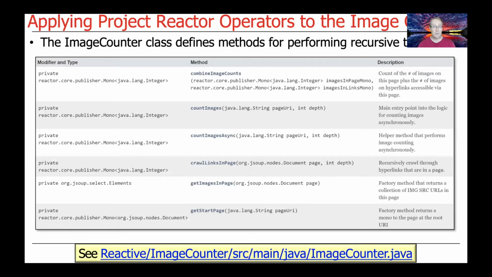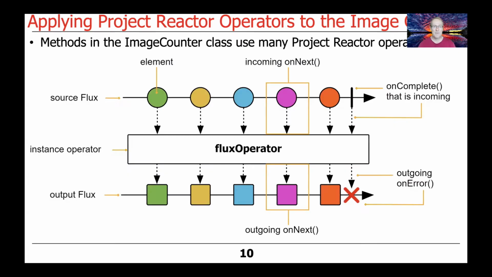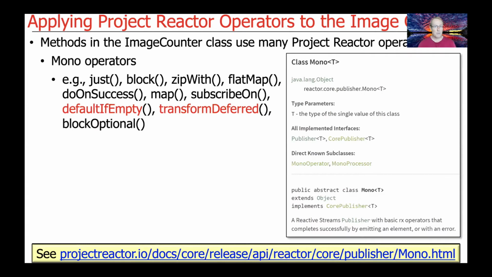So let's talk a little bit about how the program is designed. The image counter class has about a half dozen methods that perform the recursive traversal. You can see the source code at the link at the bottom of the slide. The methods in this class use many project reactor operators. For example, there's a bunch of mono operators, some of which we've talked about, some of which we haven't. The ones we're going to talk a bit more about are default if empty and transform deferred. We've looked at the other ones before.